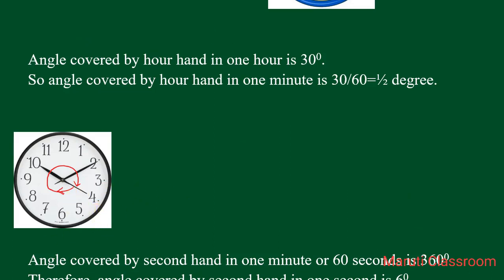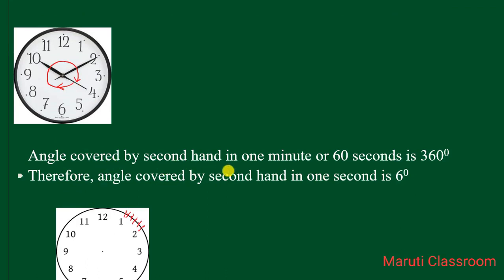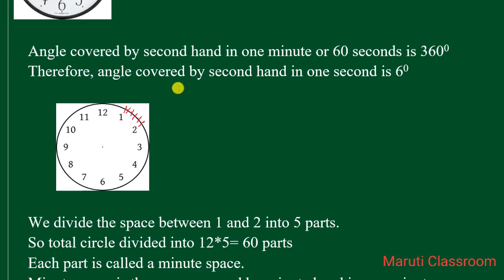Now let us discuss about the second hand. Now second hand is at 4. After 1 minute, second hand will again come to 4. So this is the angle made by second hand in 1 minute or 60 seconds. How much is this angle? This angle is angle in a circle, that is equal to 360 degrees. So angle covered by second hand in 1 minute or 60 seconds is equal to 360 degrees. Therefore, angle covered by second hand in 1 second is 6 degrees.